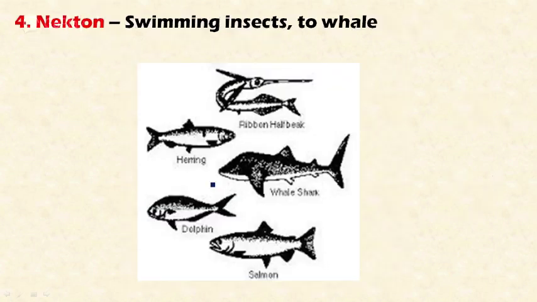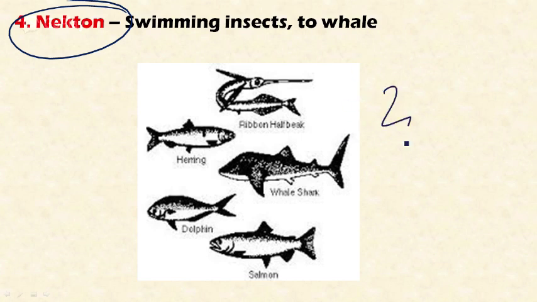The fourth group is Nekton. These are the aquatic organisms that have the ability to move on their own. This includes the smallest organisms, the swimming insects, to the largest, the whale. Organisms which have the ability to move are all nektons.